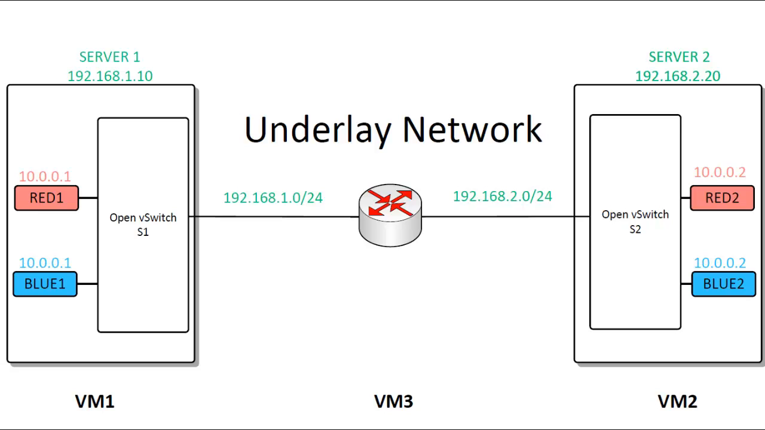Server 1 and Server 2 are hosting two tenants. There is a red tenant and a blue tenant. The red tenant has VMs Red 1 and Red 2. Red 1 is using IP 10.0.0.1. Red 2 is using 10.0.0.2. Then we have the blue tenant with VMs Blue 1 and Blue 2. This tenant is also using IP addresses 10.0.0.1 and .2. These tenants are even using overlapping MAC addresses between them.